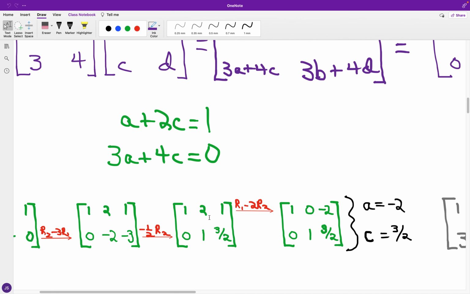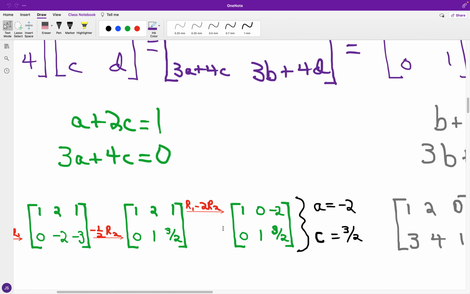So I'm going to follow through and take the top row and deduct twice the second row elements. And so we're going to end up with the transformation from 1, 2, 1 to 1 minus 2 times 0, which is 1. 2 minus 2 times 1 is 0. And 1 minus 2 times 3 is going to be 1 minus 6, which is going to be negative 5. So I already have it where A is equal to negative 2 and C is equal to 3 halves.